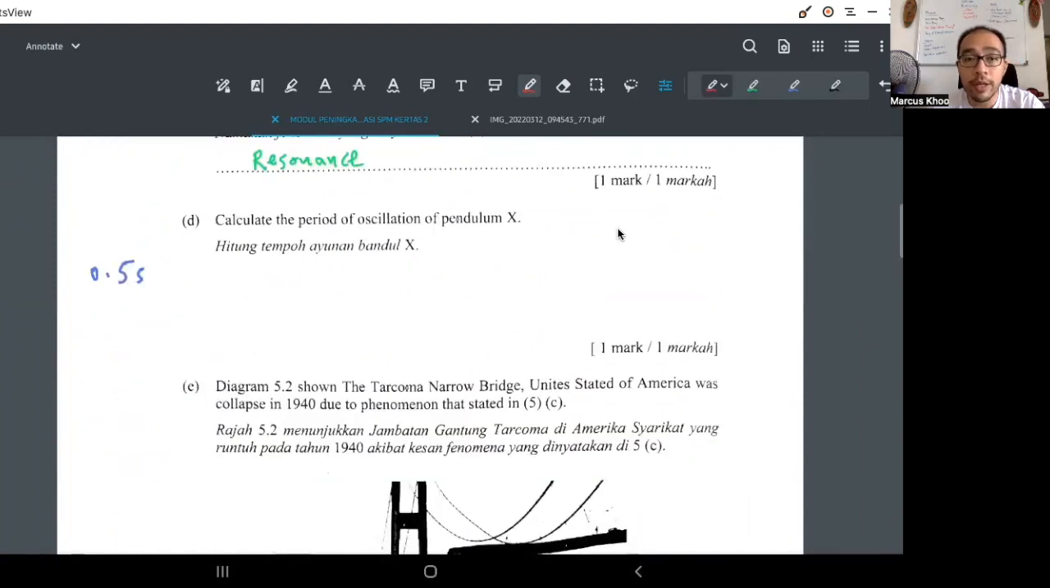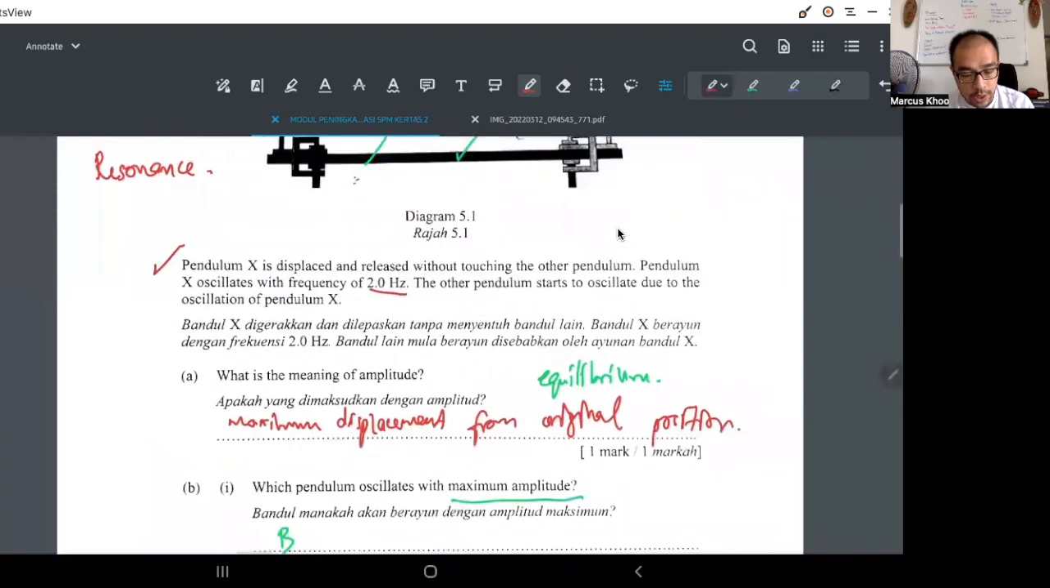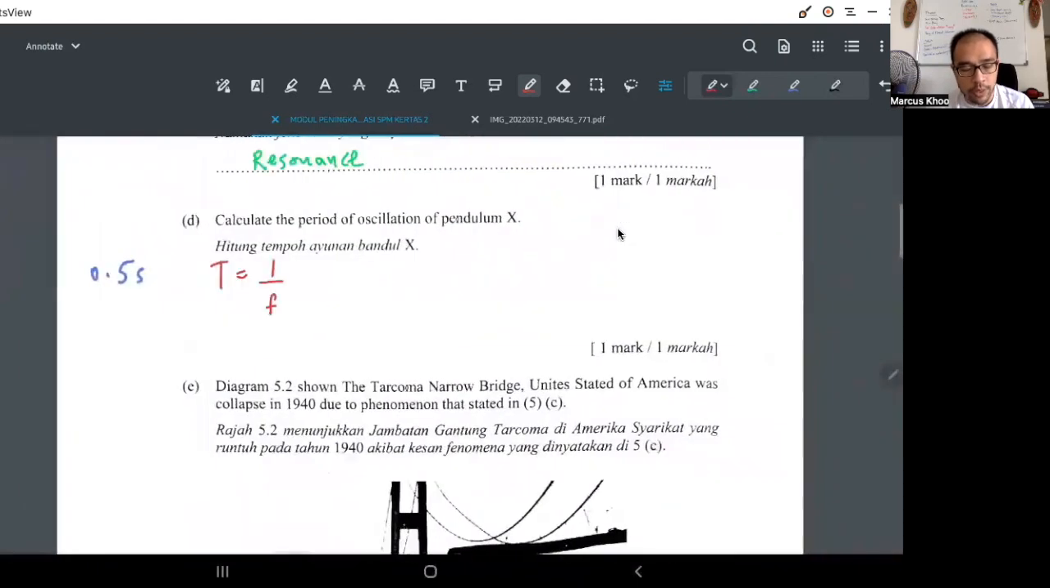Okay, calculate the period of oscillation for pendulum X. So period is 1 over frequency. Frequency is given as 2 Hertz. So 1 over 2 will be 0.5, and period is in seconds. This is a very easy question. 1 mark.